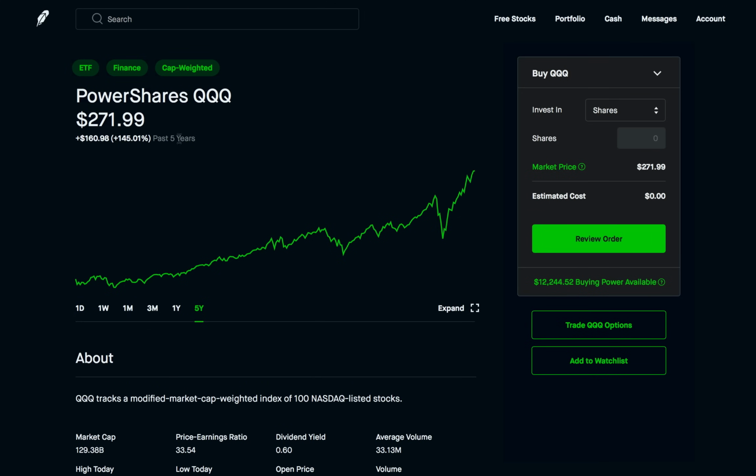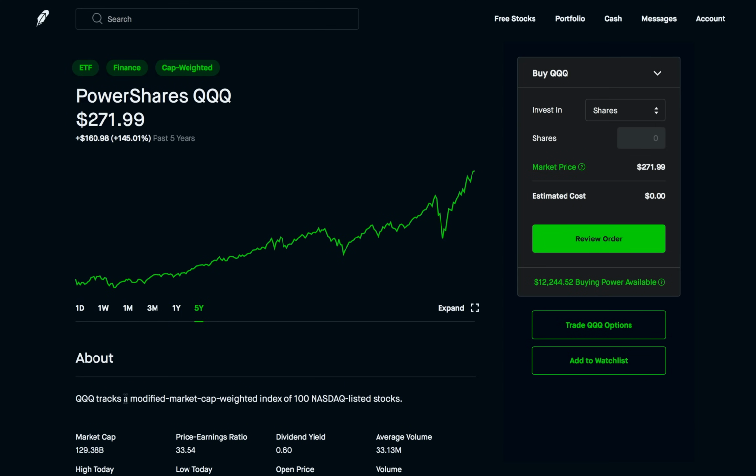As you can see, in the last 5 years it's up 145%, or about 29% per year. Even if you look, when the pandemic happened and this went all the way down, it was at 53%, and then in a couple of months it went back up to 145%. So it has a huge upward trend.